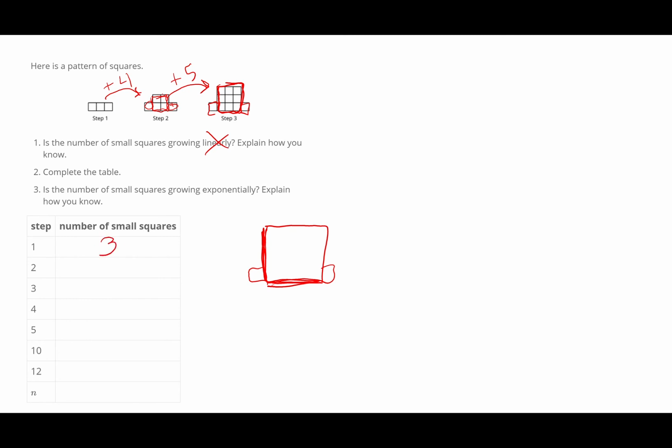Step 2 has these 4 in the middle plus the 2 on the outside, so there are 6. Step 3 has this square of 3 times 3, so these 9 in the middle, and then plus the ones on either side, so 9 plus 2 is 11. If this were step 4, we'd have 4 by 4 would give us 16 in the middle, plus each one on the left and right, we'd have 16 plus 2 is 18.